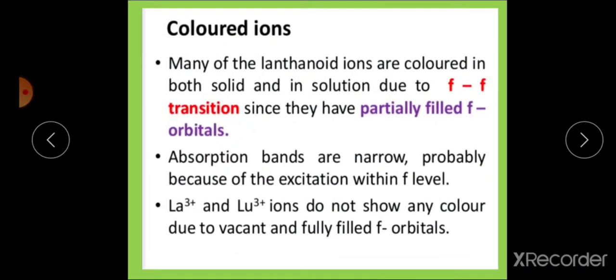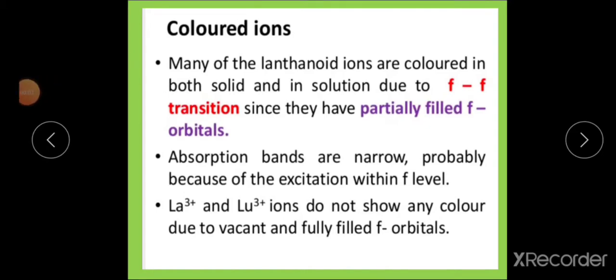Then colored ions. Many of the lanthanide ions are colored in both solid and in solution due to f-f transition, in the same way as d-d transition in transition elements. Here in case of f-block elements or lanthanides, there is the f-f transition since they have partially filled f orbitals. The absorption bands are narrow, probably because of excitation within f levels.